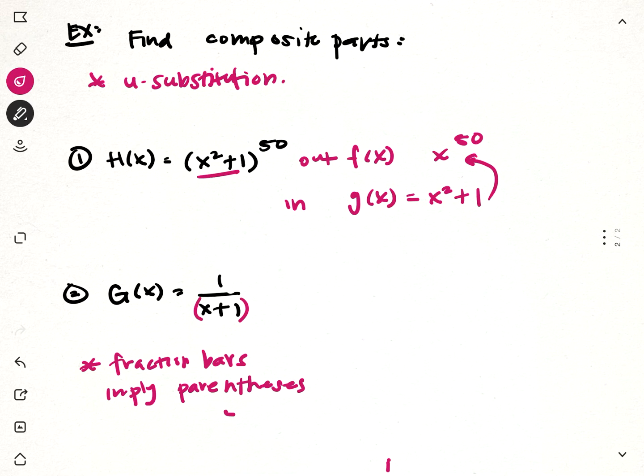the g of x is going to be x plus 1, which means the f of x, and remember, whatever we do for our f of x, we just replace what our parentheses, what our inside was, with an x. So our f of x equals 1 over x.